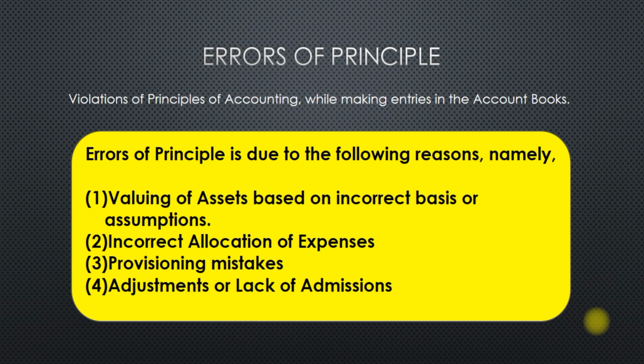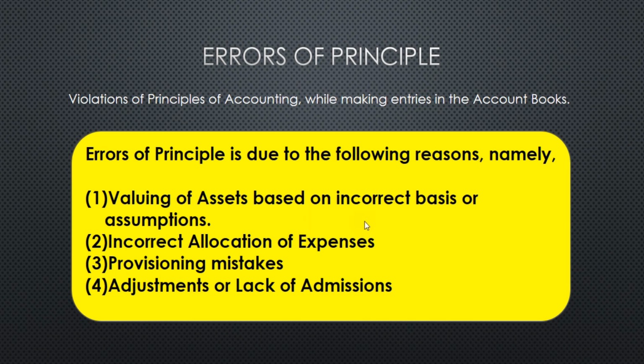And now we'll take a look at what is errors of principle. Violation of principles of accounting while making entries in the account books. So when there exists fundamental violation of principles of accounting while making entries in the account book, they are known as errors of principle. It may be because of the following reasons. First is valuing of assets based on incorrect basis or assumption. If there are any errors occurring because of incorrect basis or assumptions, that becomes a reason for why errors of principle might exist.